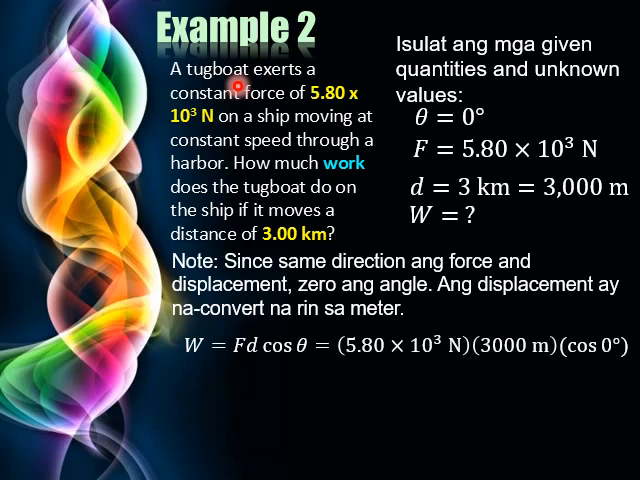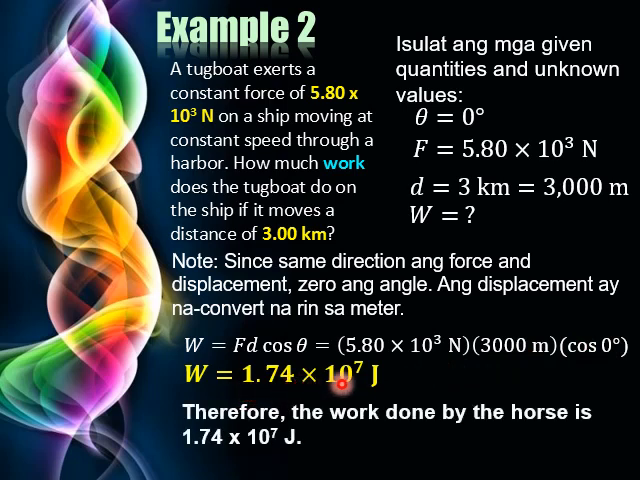Okay, so kung gagamitin na natin yung work formula, so you have work is FD cosine theta. So, multiply 5.80 times 10 to the 3rd newtons times 3,000 meters times cosine 0. So, since alam natin na cosine 0 is just equal to 1, therefore, the work done by the tugboat on the ship is 1.74 times 10 to the 7th joules.